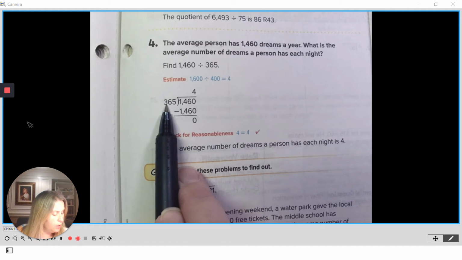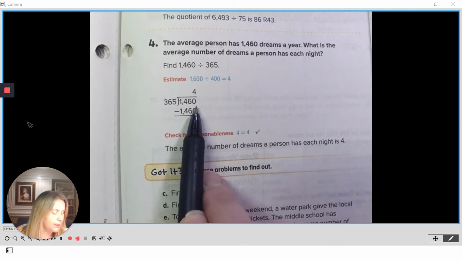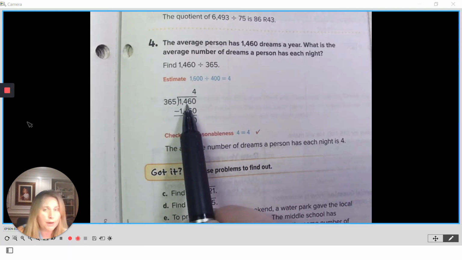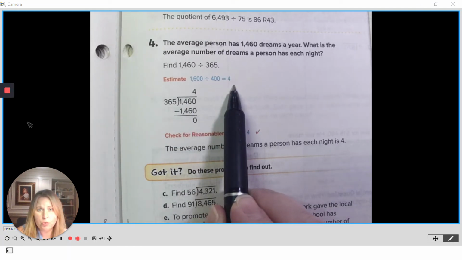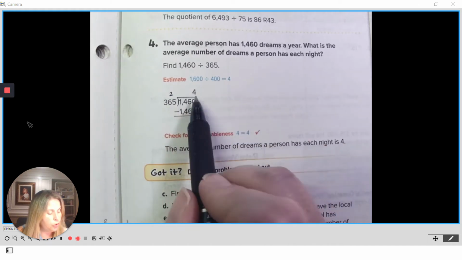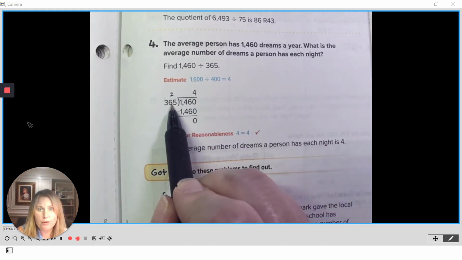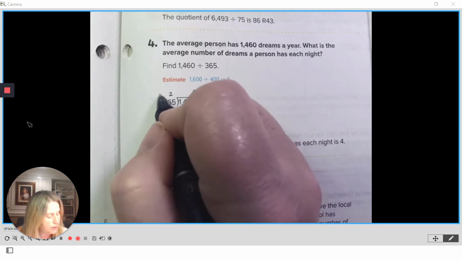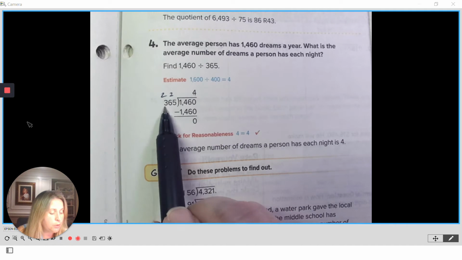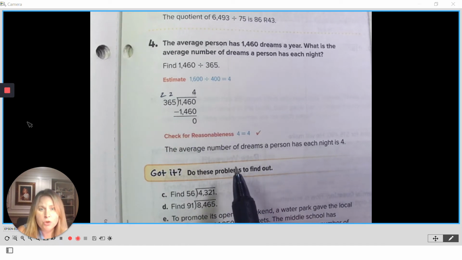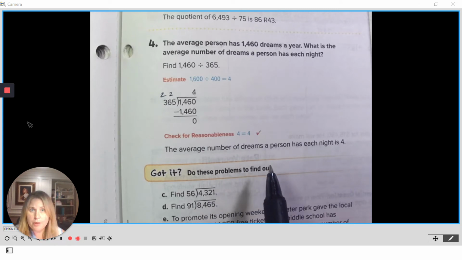So this is actually already done for us here, but our estimate is 1,600 divided by 400. So we rounded that way up. 400 goes into 1,600 4 times. So we try that out. 4 times 5 gives us 20. Write the 0, carry the 2. 4 times 6 is 24, plus the 2 that we carried is 26. Write the 6, carry the 2. 4 times 3 is 12, plus the 2 we carried is 14, so 1,460. So the average person would have 4 dreams per night.